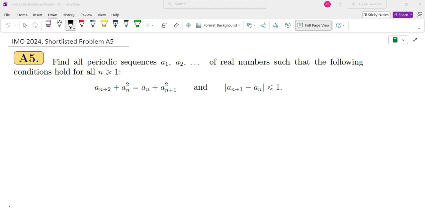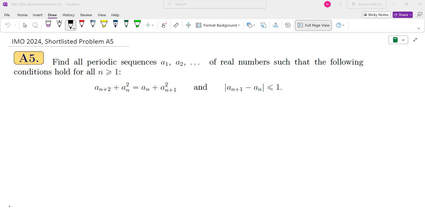This is a problem from the 2024 International Math Olympiad. This is problem A5. Find all periodic sequences A1, A2, etc. of real numbers such that they satisfy the following property: a_{n+2} + a_n^2 = a_{n+1}^2, and the absolute value of a_{n+1} - a_n is less than or equal to 1. So I'm going to walk you through the process that I use to obtain the solution.